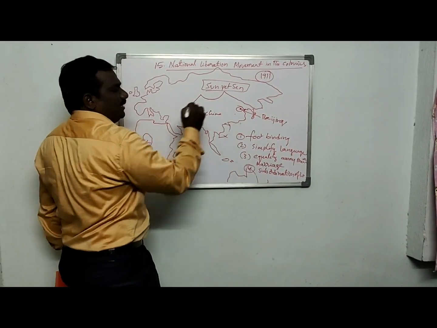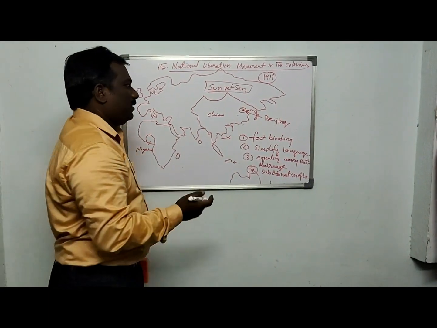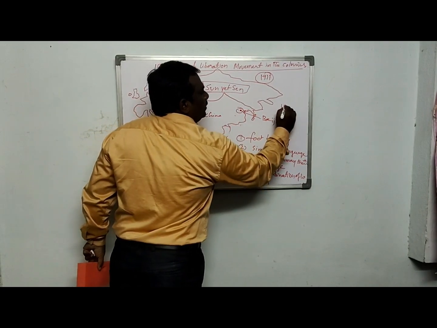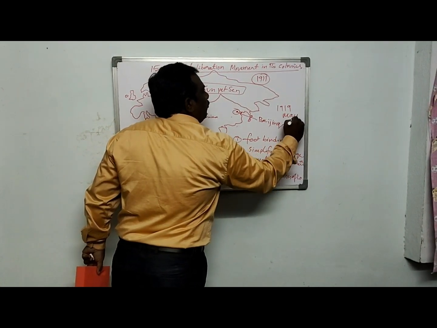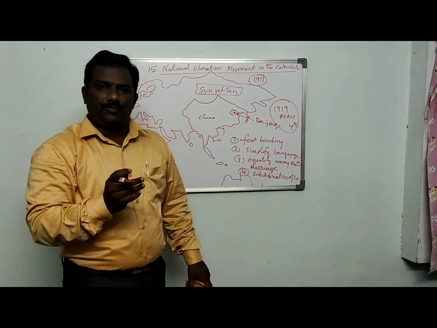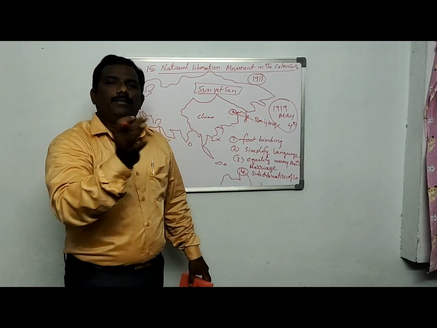For all these aspirations, they conducted a huge march in Beijing in 1919, May 4th. This was called the May 4th movement, which is a very important topic in this chapter.